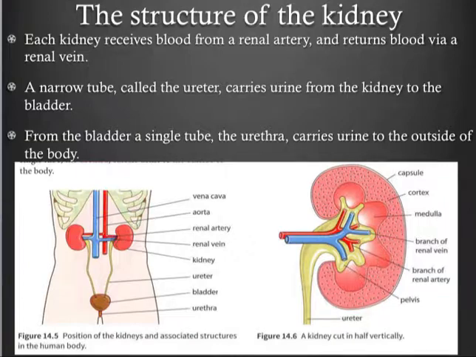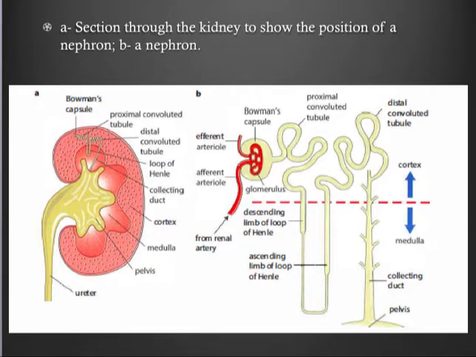Figure A shows the position of a single nephron, and B shows its structure. One end of the tube forms a cup-shaped structure called a Bowman's capsule, which surrounds a tight network of capillaries called a glomerulus. The glomeruli and capsules of all the nephrons are in the cortex of the kidney. Okay, so that's important to understand where their positions are. So here's the Bowman's capsule.